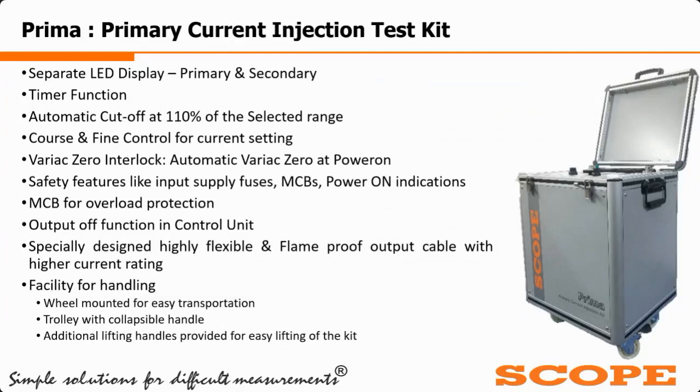After that, we have provided coarse and fine control current setting facility. Coarse control is for injection in steps of around 10 ampere, and the fine control facility is provided to set the current as per the CT rating. If the CT has a rating of 600 ampere or 800 ampere, we can easily set exactly 800 ampere by using the fine control. Then there is a Variac zero interlock. After the testing, or during kit power on, the automatic Variac will come to 0. After that, we can start a test.